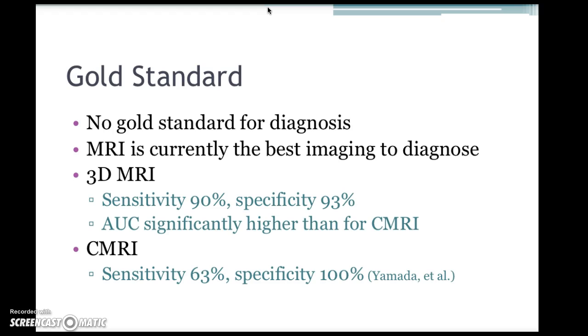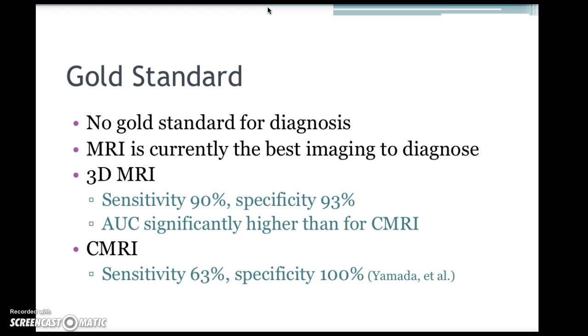There is currently no gold standard to diagnose lumbar spinal stenosis. MRI is currently used as the best imaging to diagnose. New studies are showing that 3D MRI may be better than conventional MRI for diagnosing it. 3D MRI has a sensitivity of 90% and a specificity of 93%, compared to a sensitivity of 63% and a specificity of 100% for a conventional MRI. 3D MRI also has an AUC value that is significantly higher than the one for a conventional MRI.